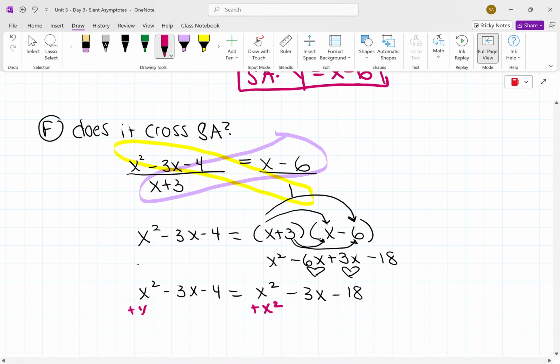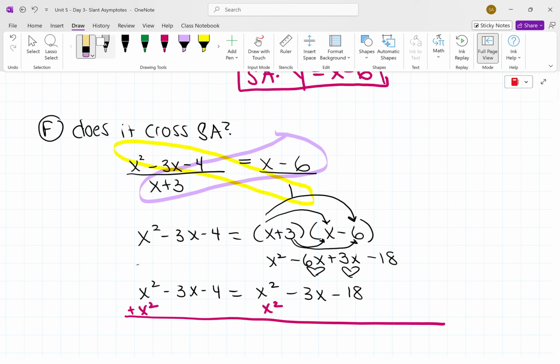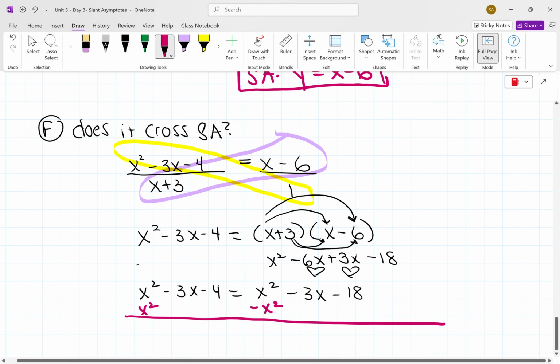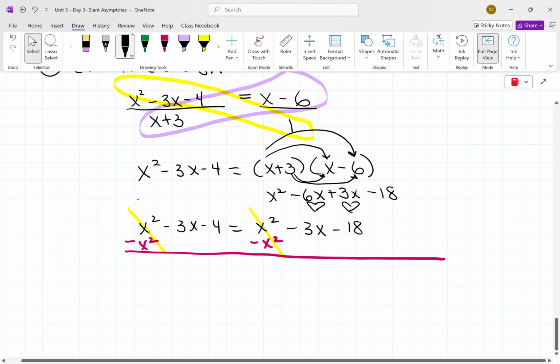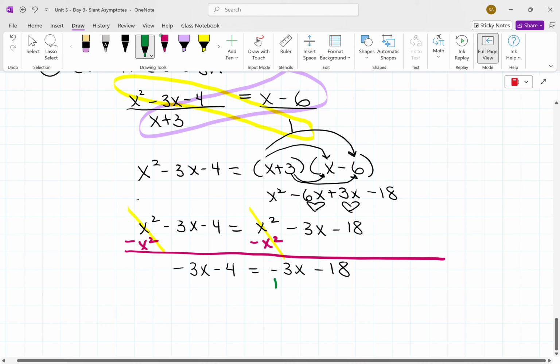Now I solve. So I'm going to add x squared on both sides. Oh, sorry, not add. I meant subtract. I'm going to subtract x squared on both sides. And what happens on both sides with the x squareds? They cancel. So now I'm left with negative 3x minus 4 equals negative 3x minus 18.